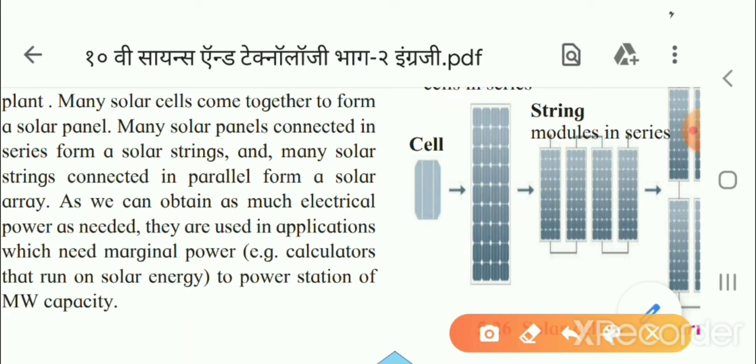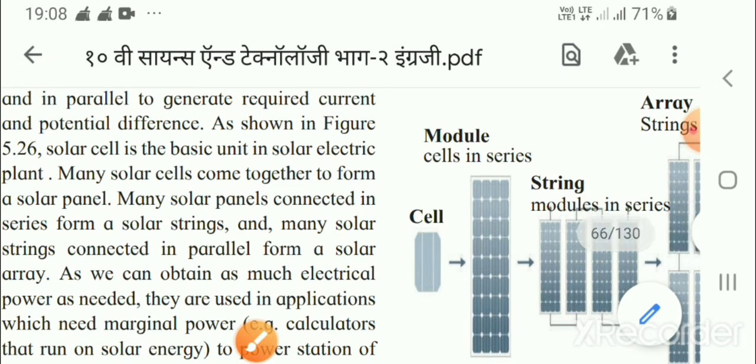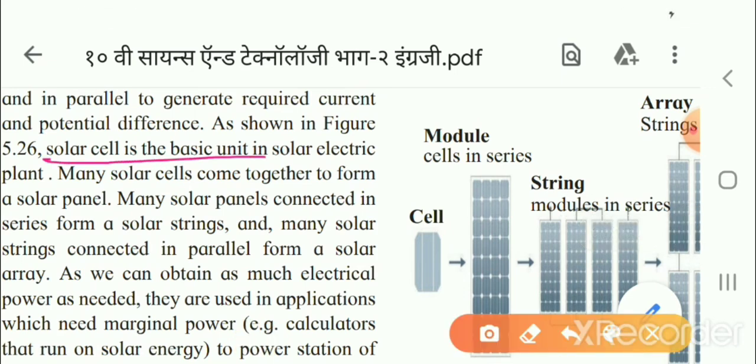Now here we'll see that the solar cell is the basic unit in a solar electric plant. That point is also important. Many solar cells come together to form a solar panel. So how do we generate a solar array? Many solar panels connected in series form a solar string, and many solar strings connected in parallel form a solar array.